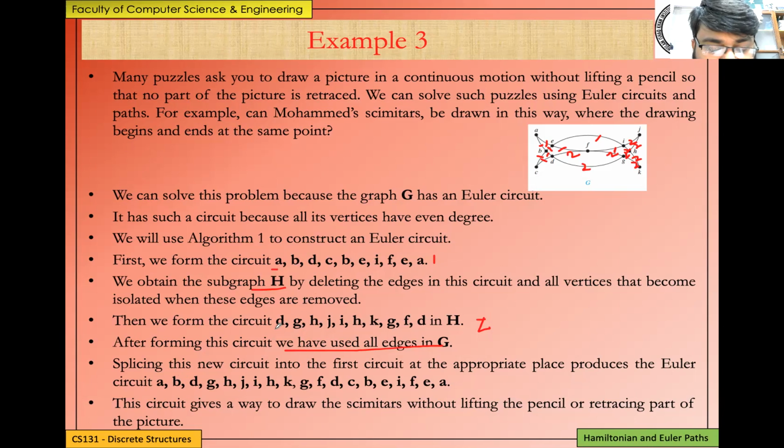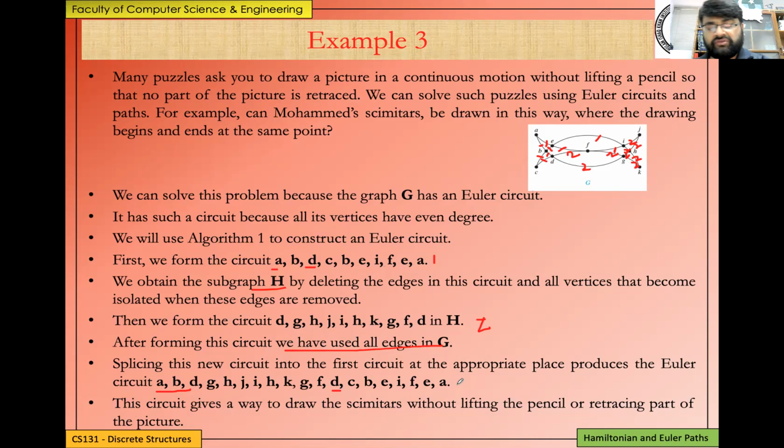So you need to put this particular circuit into the corresponding place over here. Here I can put in my circuit right here because it starts and ends at D and uses all the edges. So now my spliced, combined graph after putting it at the appropriate place is going to look like ABD. From here I can continue on with G, H, J, I, H, K, G, F, D again. So back at D, right? And then I can continue on with C, B, E, I, F, E, A. And this gives me the Euler circuit.